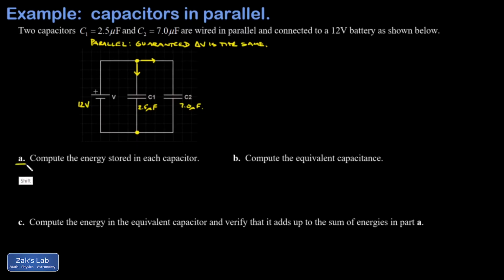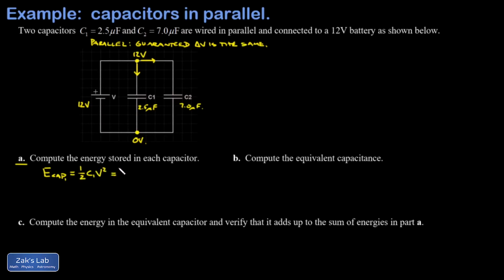So if I look at question A, it says compute the energy stored in each capacitor. And the reason this is possible without even doing any simplifying of the circuit is because I know that this top node is at 12 volts, directly connected to the positive terminal of the battery. This bottom node is at 0 volts. So each capacitor has a potential difference of 12 volts over it, and I should be able to use my capacitor energy formula. And I'll just post a link real quick to the video where this was derived.